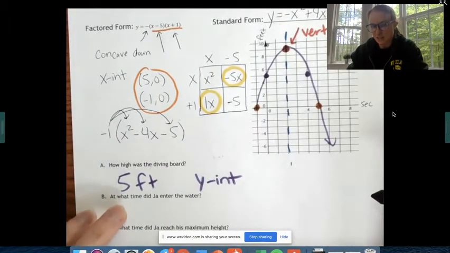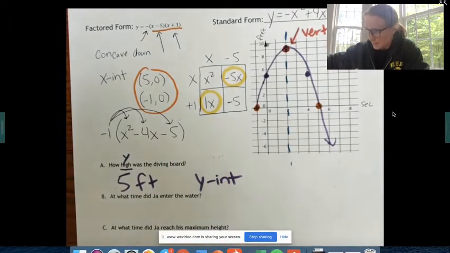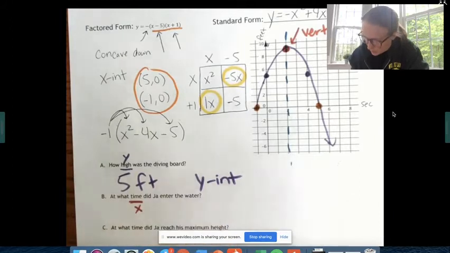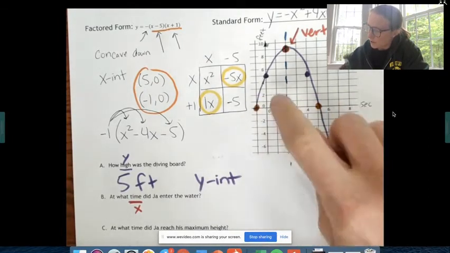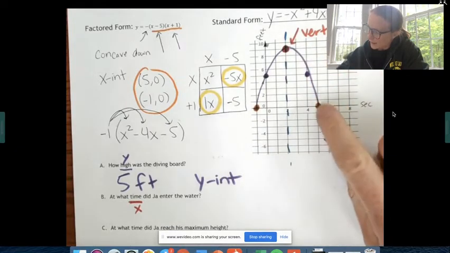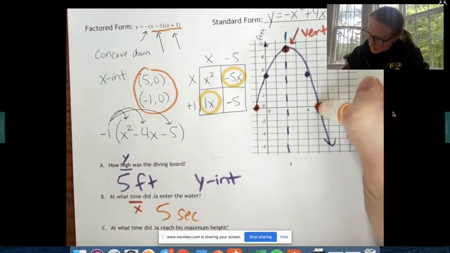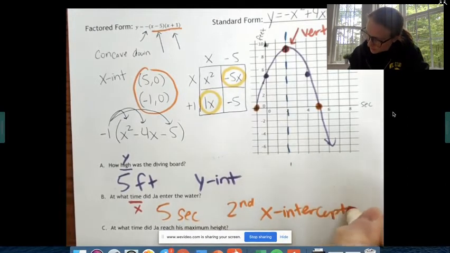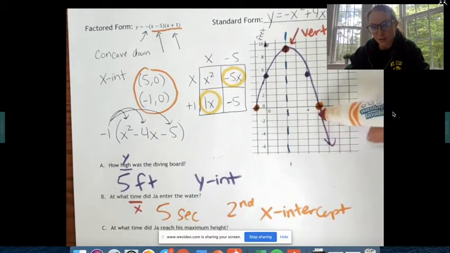At what time did Ja enter the water? All right, high, that shows me that I'm going to use a y value. But here, this says time. All right, time means I'm going to find an x value. Remember, the water's down here, because this is how high above water. So he enters the water right here at 5 seconds. That is my second x-intercept right here. And then he goes under the water. That's why there's going to be negative feet here.